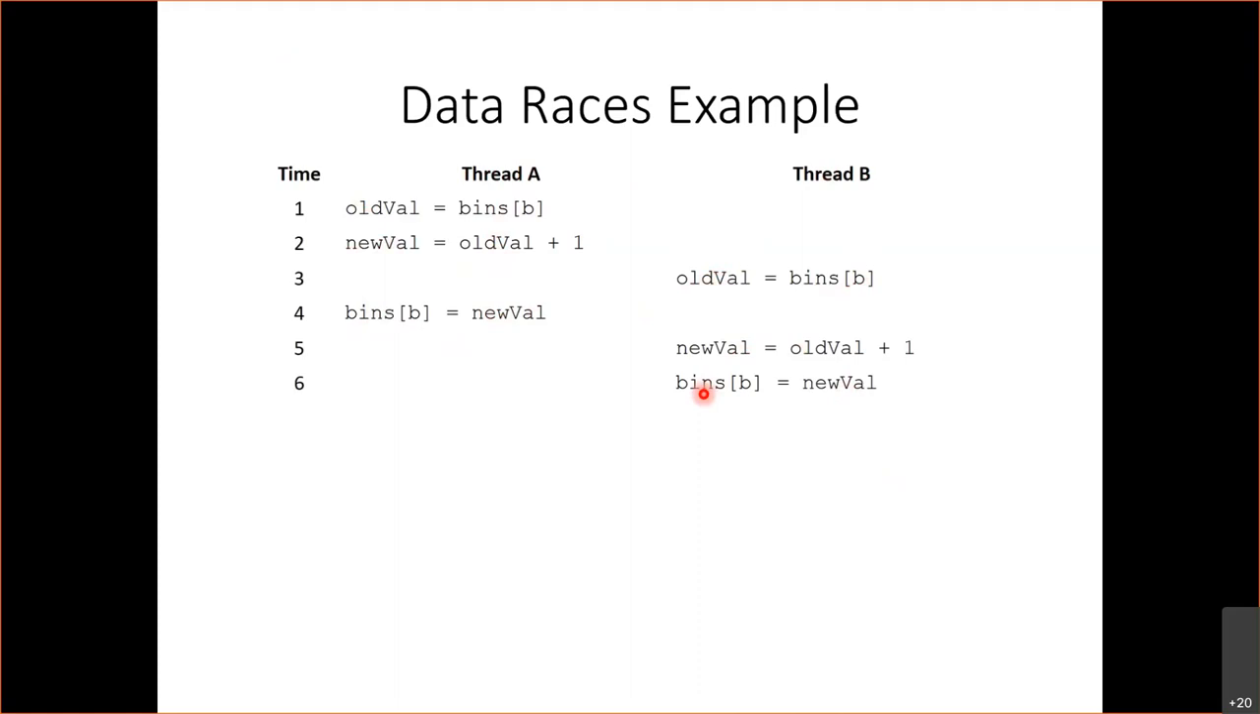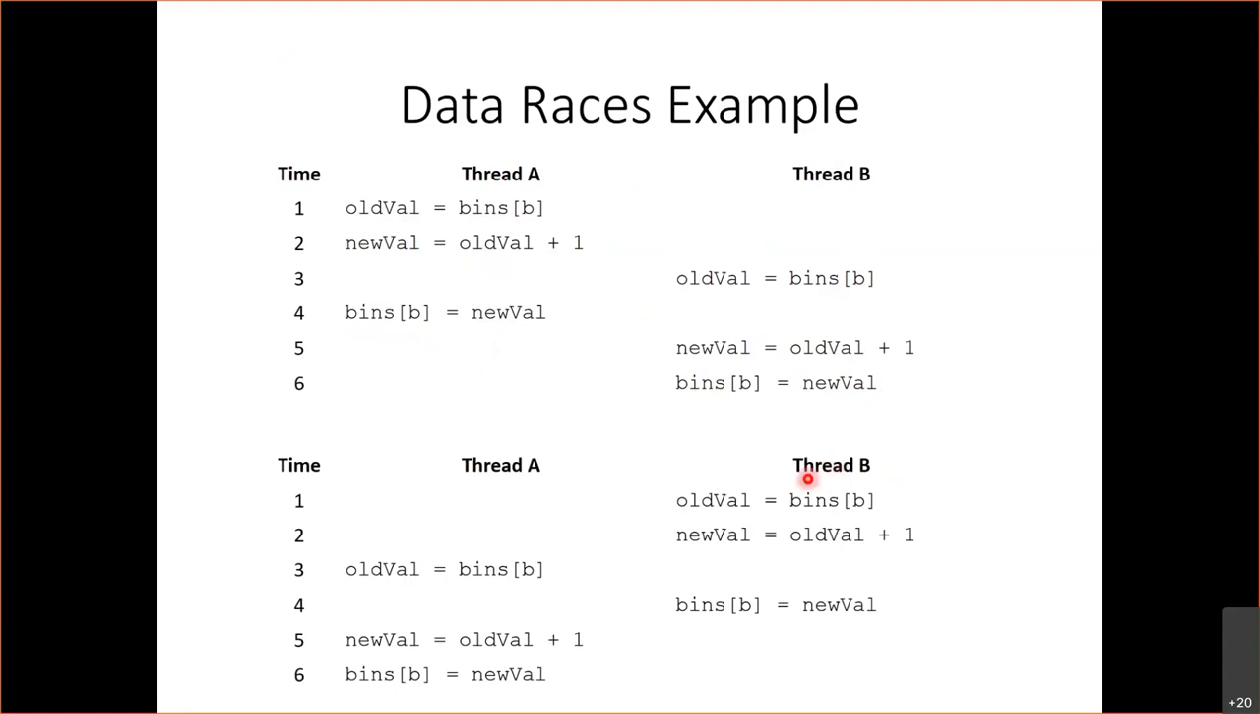In this case, we have a data race because both of these threads are trying to write to the same location. Rather than bins of B getting incremented twice, it's only going to be incremented once, and the result will be a 1. A similar thing could happen if thread B went first and loaded, but then before thread B got to store, thread A was able to load. So in these two scenarios, and many other possible interleavings, the final result of bins of B is going to be 1. Is this clear to everyone? Any questions about data races?